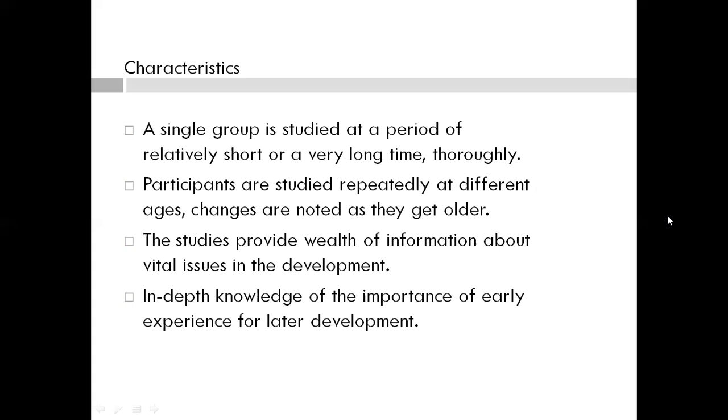When we say vital issues, it means stability or change or growth in detail, and in-depth knowledge of the importance of early experience. Early experience plays a very important role in influencing later development. That is referring to their adulthood or their aging process.